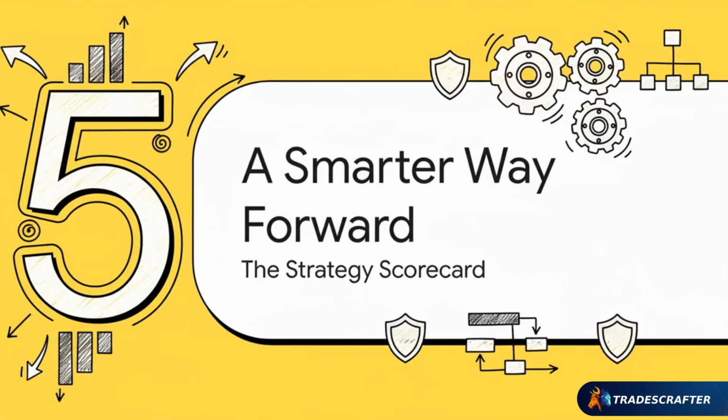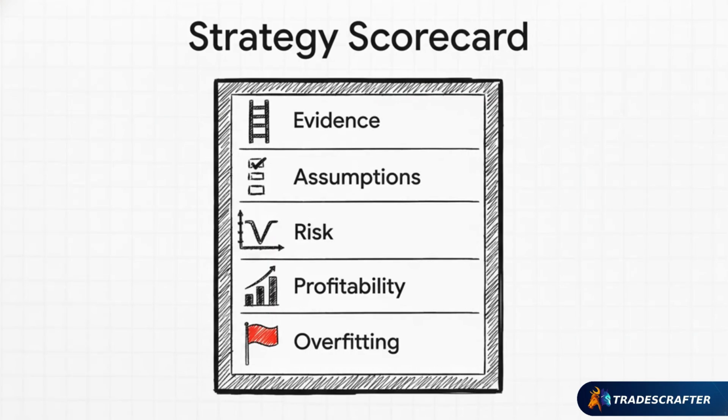Okay, we've talked about the problems, the traps, and the red flags. So now what? Let's bring it all together and talk about the solution. This is about creating a smarter way forward, and we can do it with a simple tool I call the Strategy Scorecard. And here it is, the Strategy Scorecard. It's just a simple checklist that pulls together everything we've just discussed. Before you ever consider a strategy, you can just run it through these 5 questions.